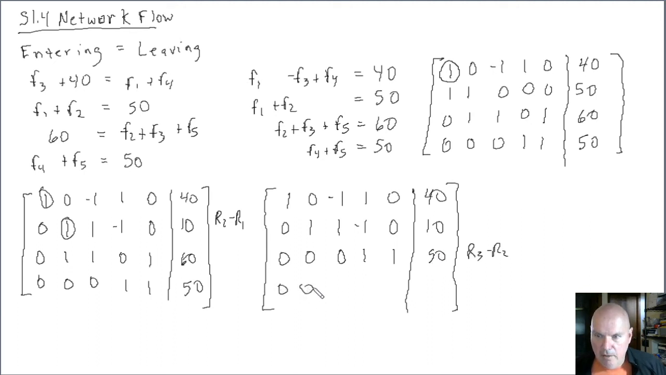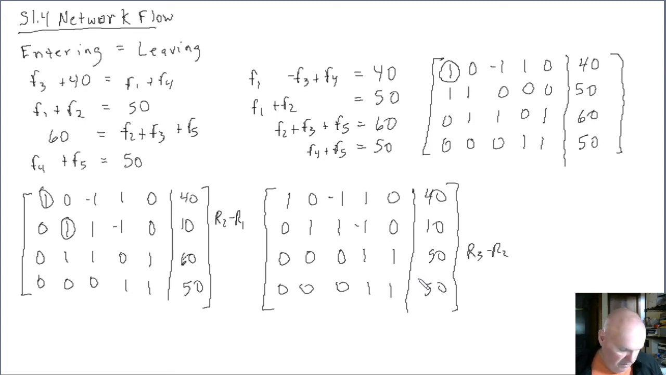And then copy down the last row. Notice rows 3 and row 4 are identical, so it appears to be a consistent system so far.